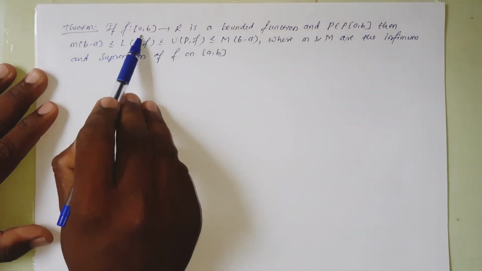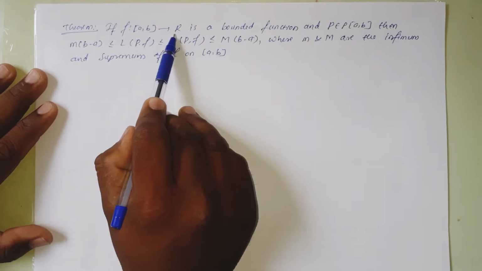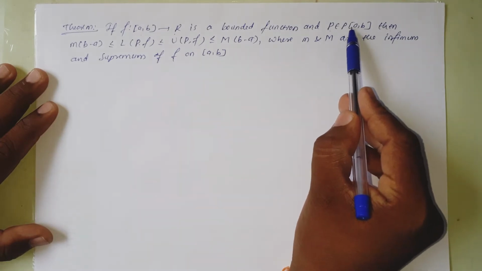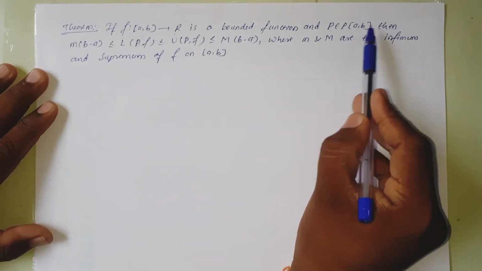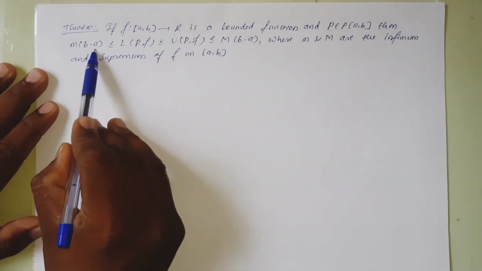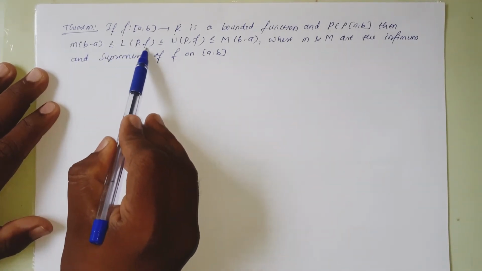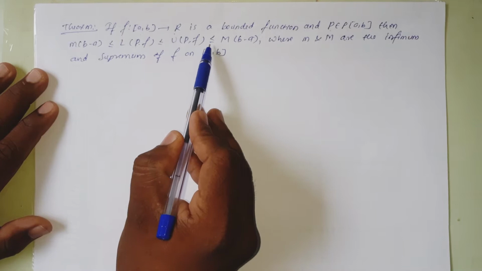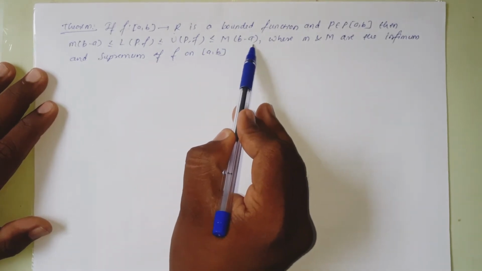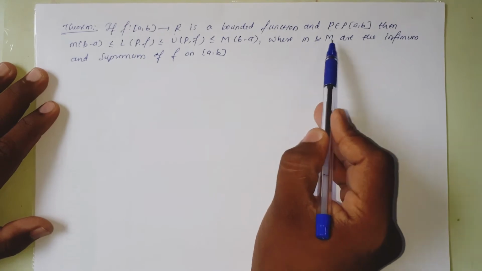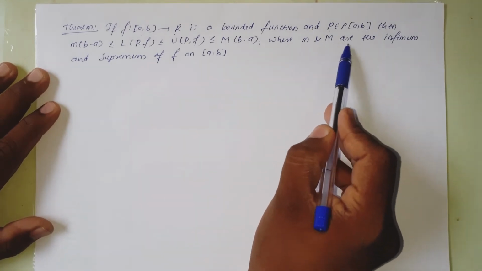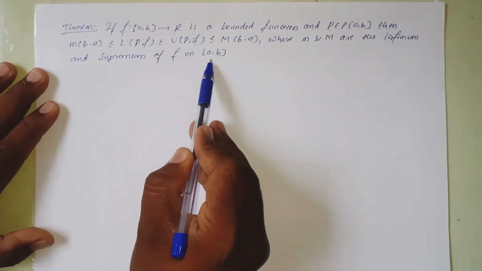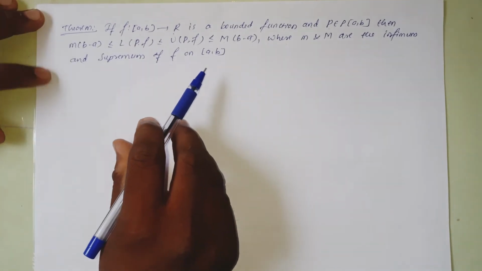If f from the closed interval [a, b] to the set of real numbers is a bounded function and P belongs to the set of partitions of the closed interval [a, b], then small m times (b minus a) is less than or equal to L(P, f), the lower Riemann sum, which is less than or equal to U(P, f), the upper Riemann sum, which is less than or equal to capital M times (b minus a), where small m and capital M are the infimum and supremum of the function f on the closed interval [a, b]. So let us prove this result.